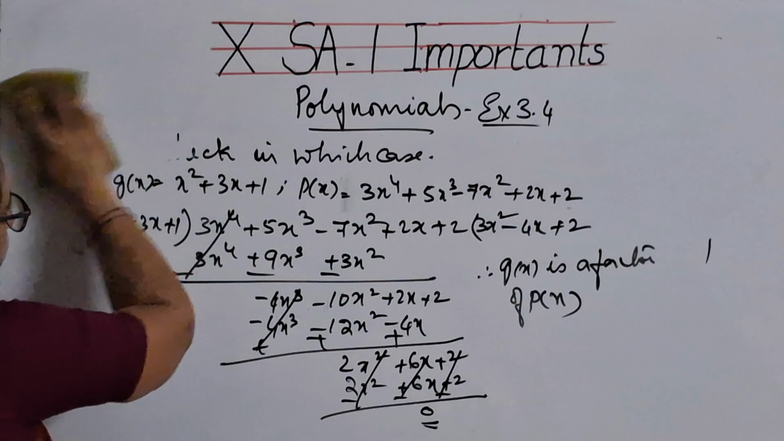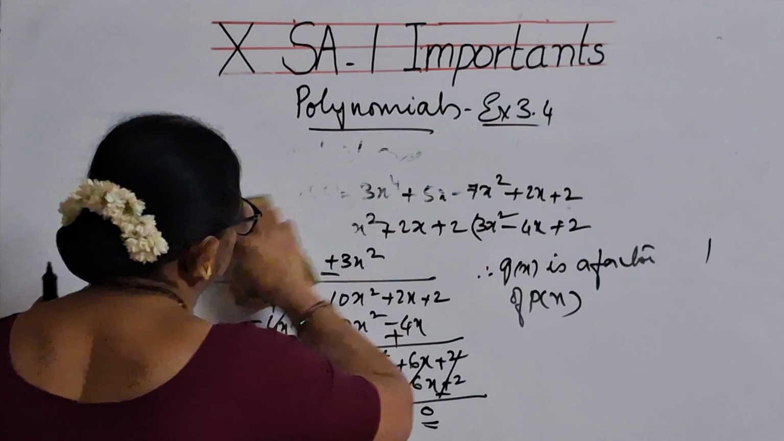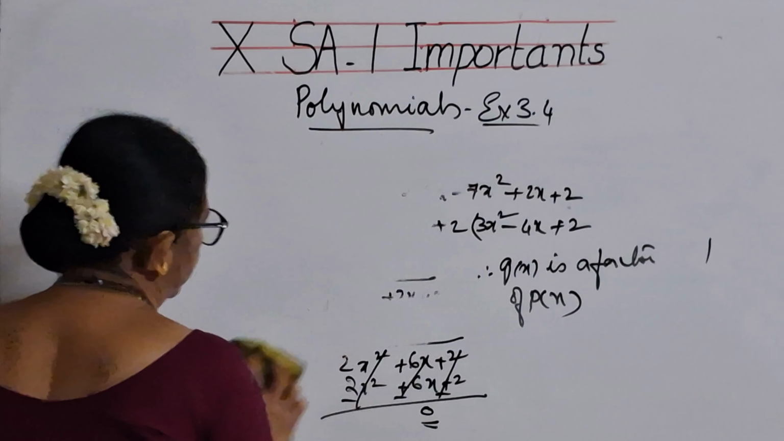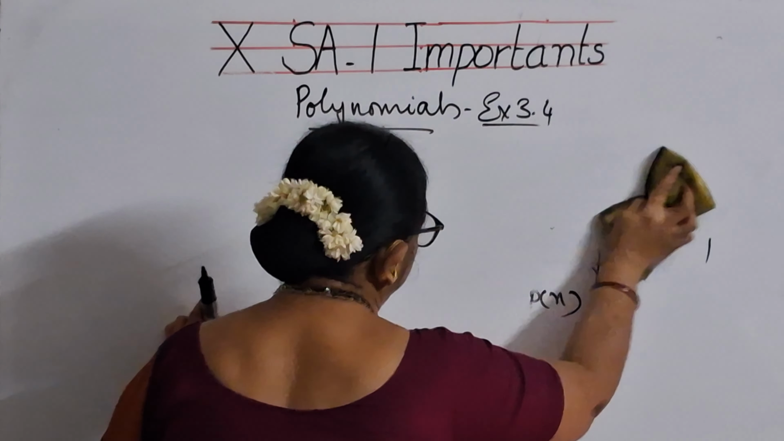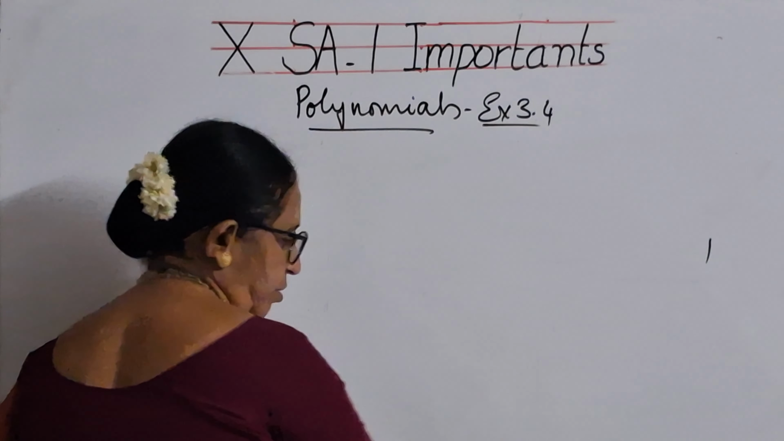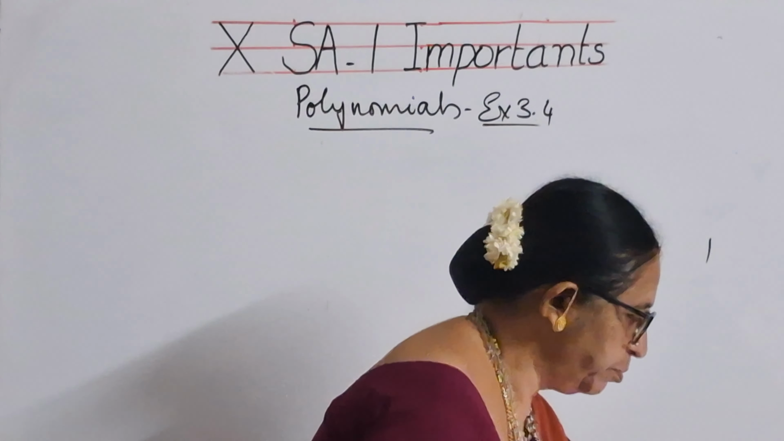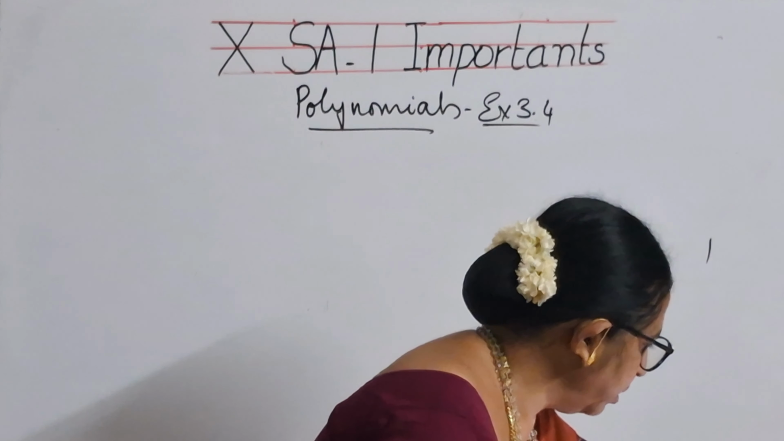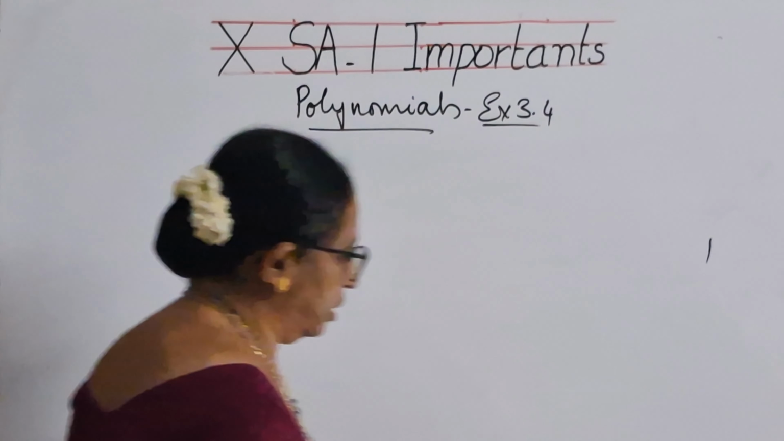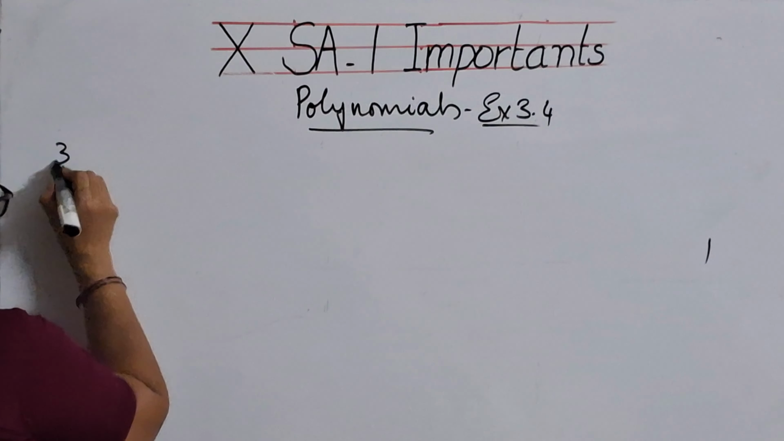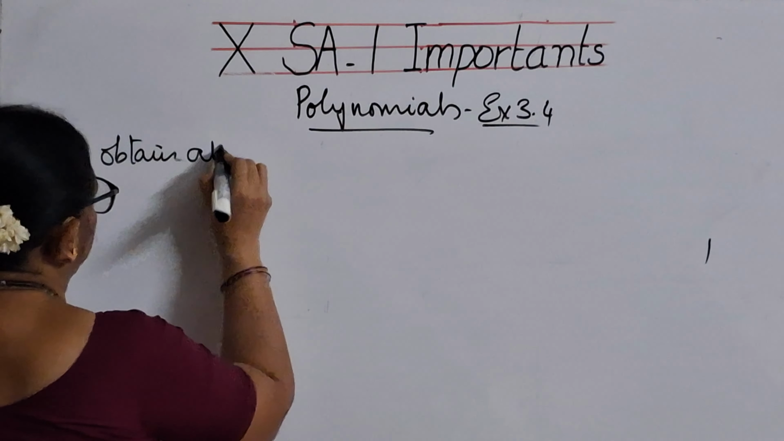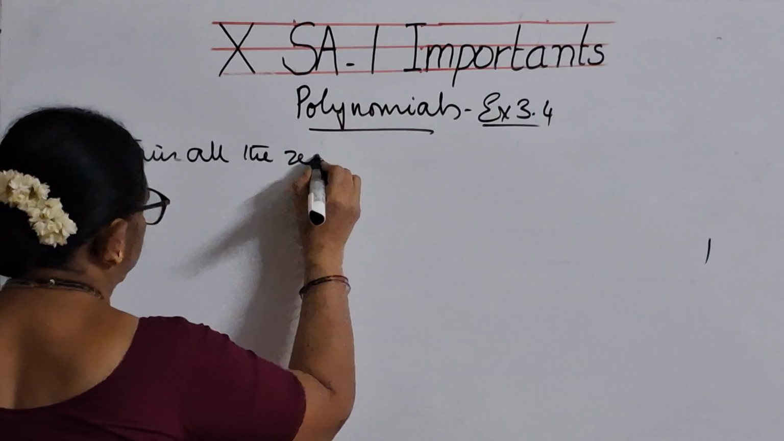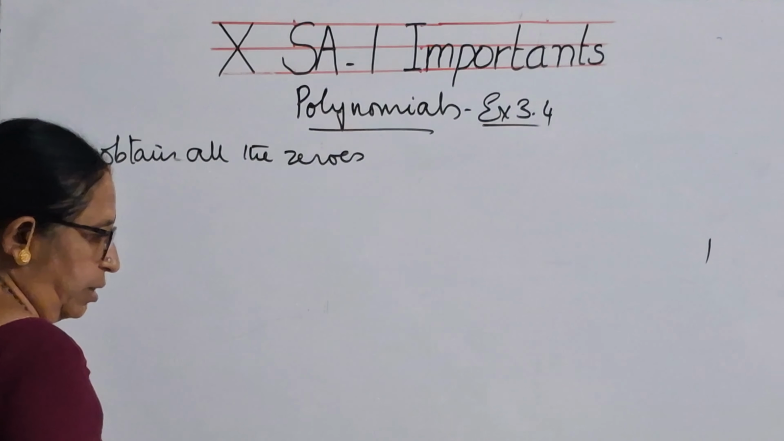Now we will be doing the next one, that is the third problem. You have got third and fourth bits. Third problem, the question is: obtain all the zeros. You have to find out all the zeros.